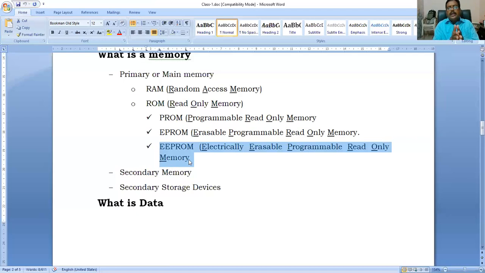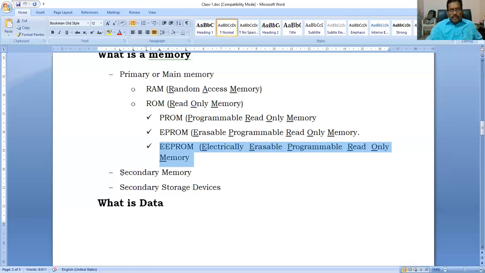Here our primary memory will be available in the CPU. It is divided like this. Primary memory will be the fastest memory. It will be the costliest memory, but it will be the temporary memory only. If you want to store permanently, at that time we have to go for the secondary memory.